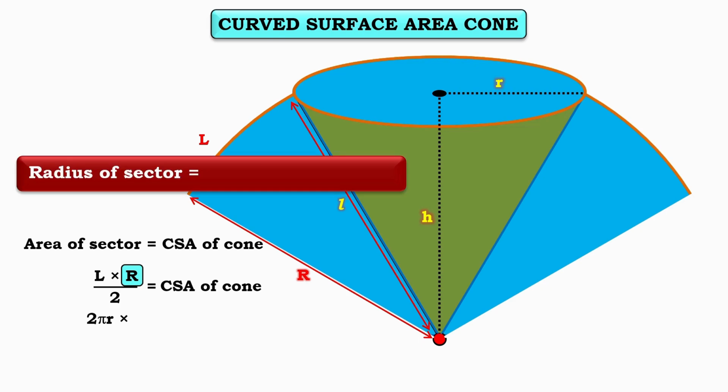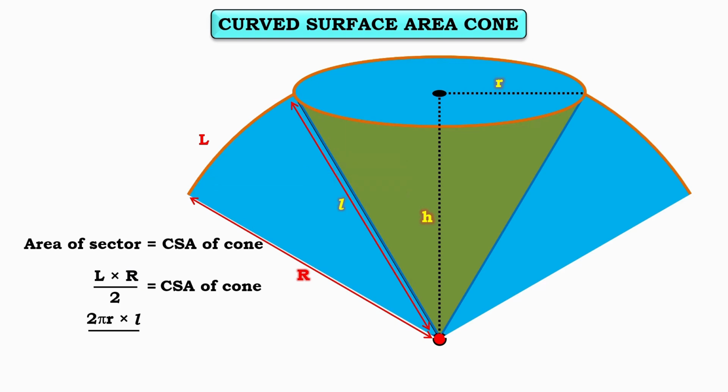Now here the radius, so that is L. The arc length is 2 pi r, and if we take the bigger r, the bigger r is now becoming the slant height of the cone. If you observe carefully, that becomes the slant height of the cone. Okay, so that is going to be the L over here. So that divided by 2 is equal to the CSA of the cone. So finally the CSA of the cone will be pi r L.